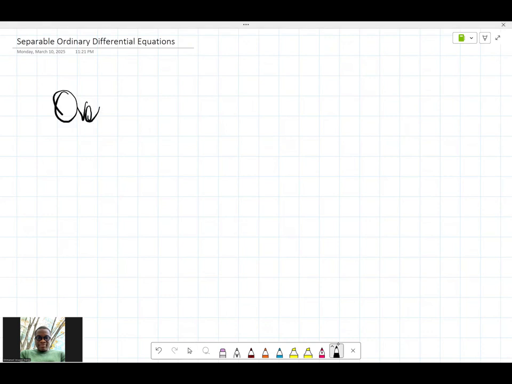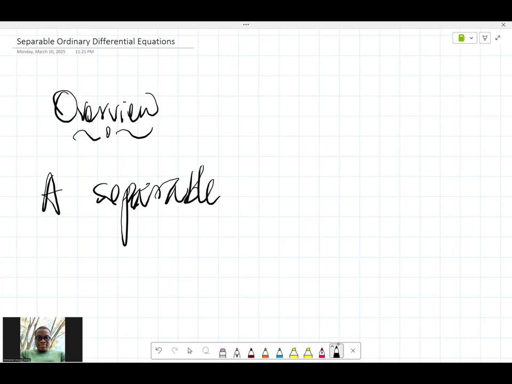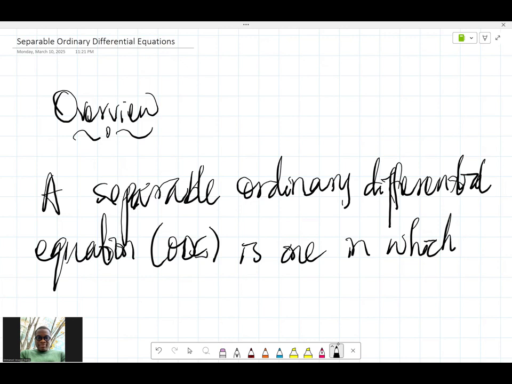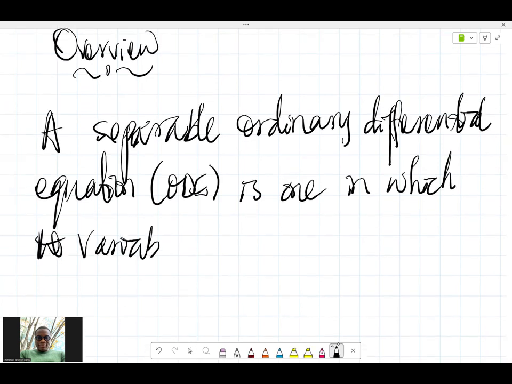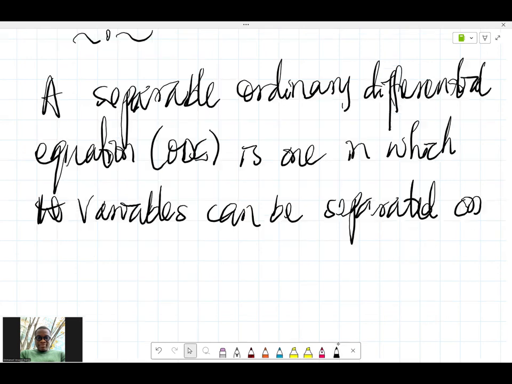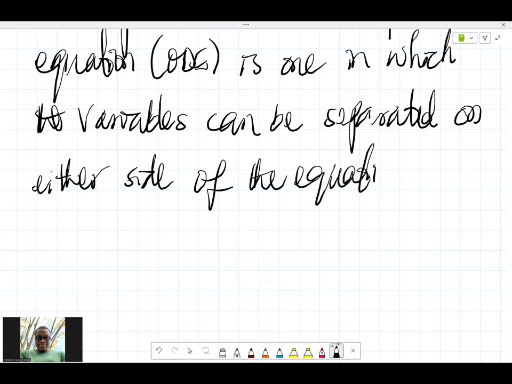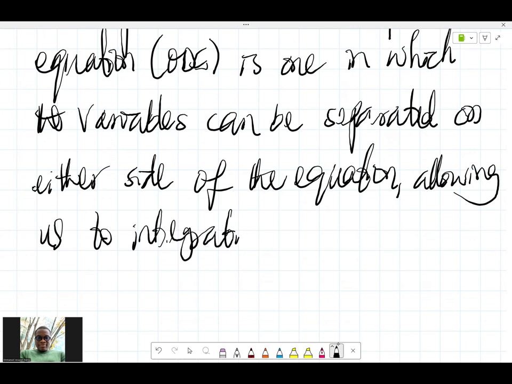Okay, so for an overview, a separable ordinary differential equation, ODE, is one in which the variables, that's the dependent and independent variables, can be separated on either side of the equation, allowing us to integrate each side independently.